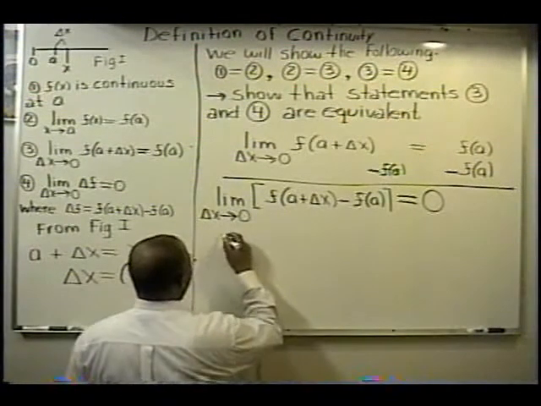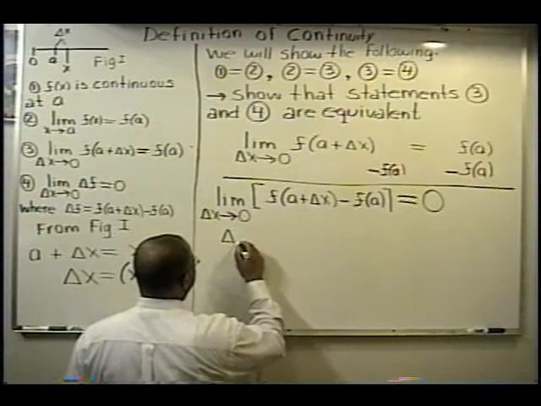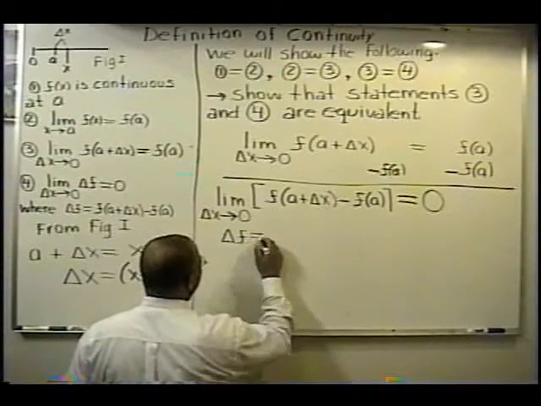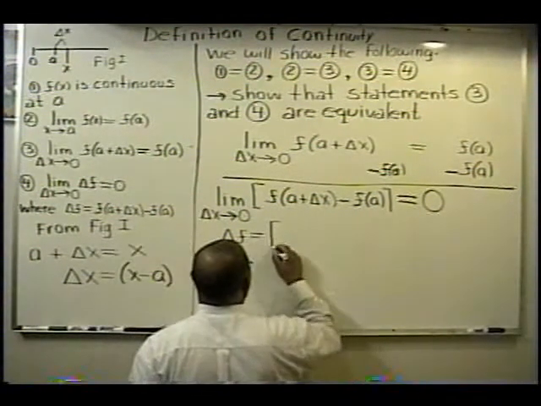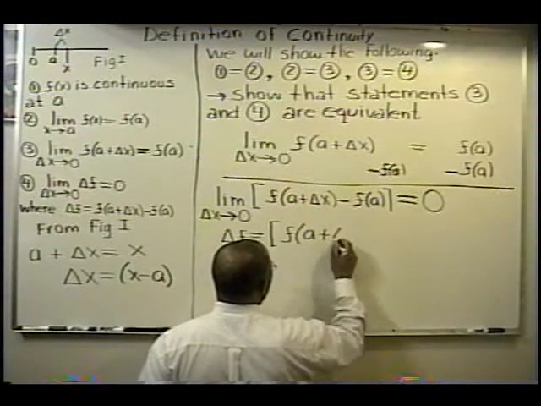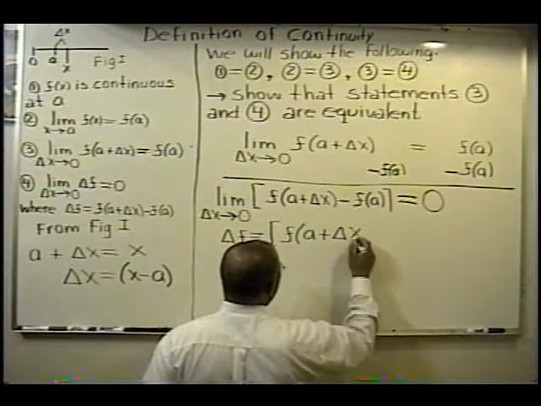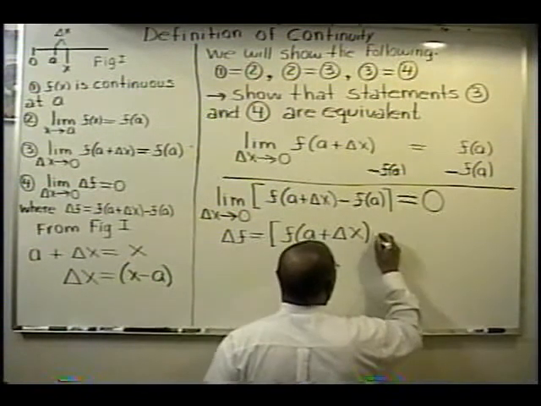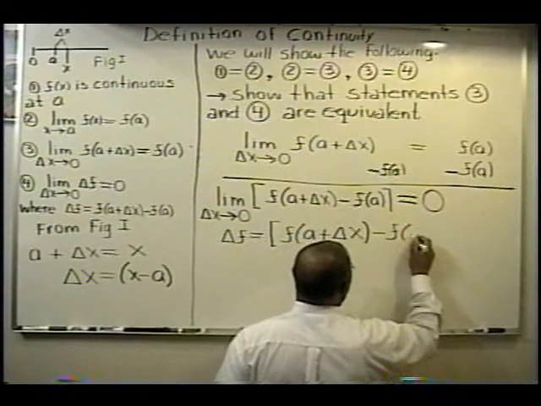We have it. We know that in this case, delta F is equal to F of A plus delta X minus F of A.